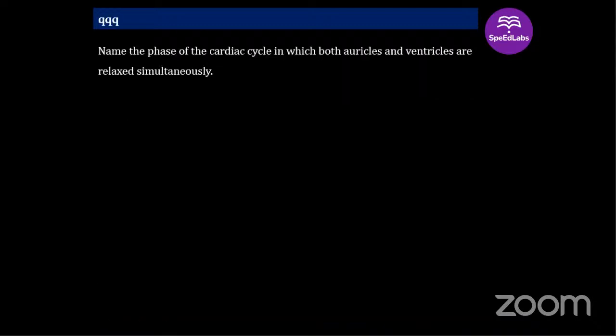Next question. Name the phase of the cardiac cycle in which both auricles and ventricles are relaxed simultaneously.